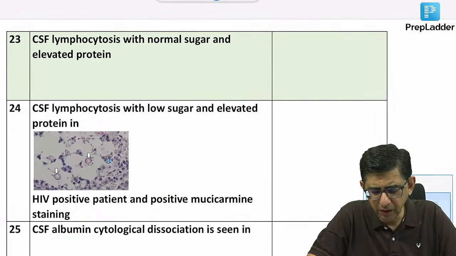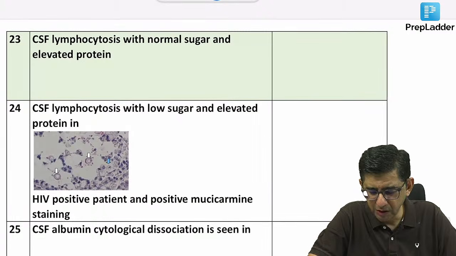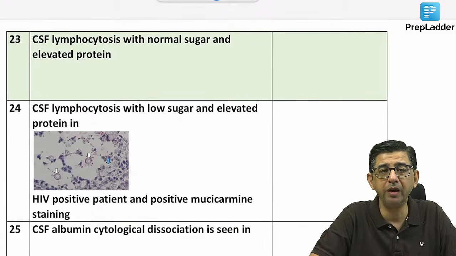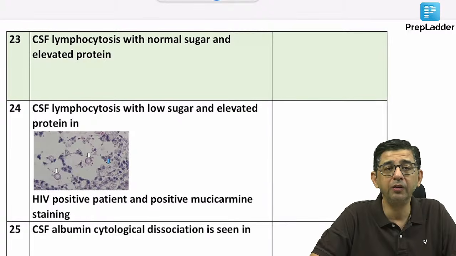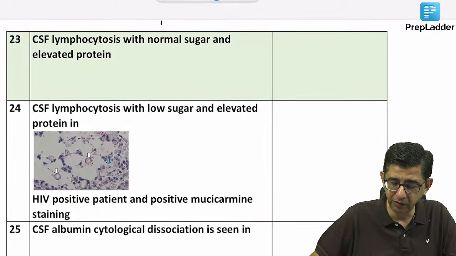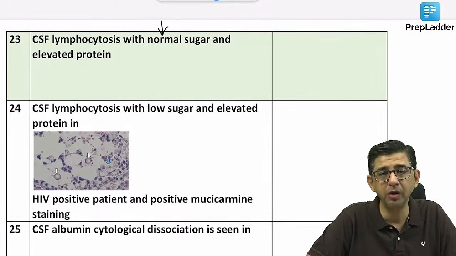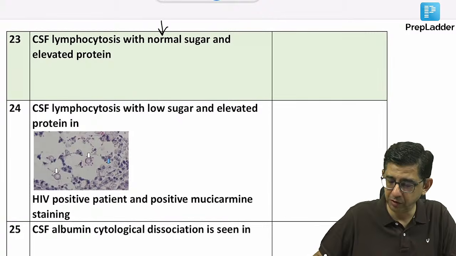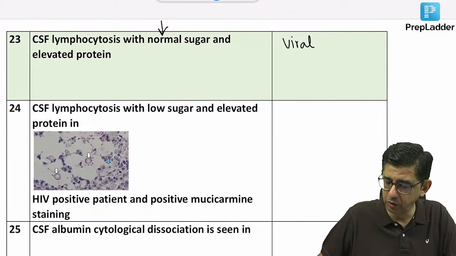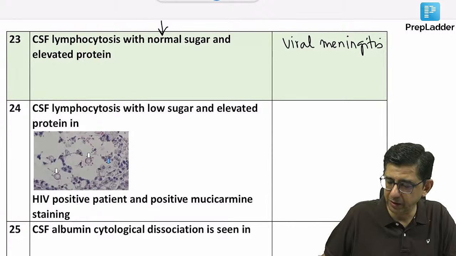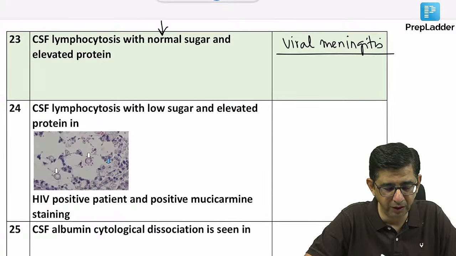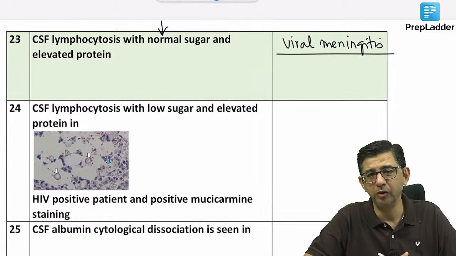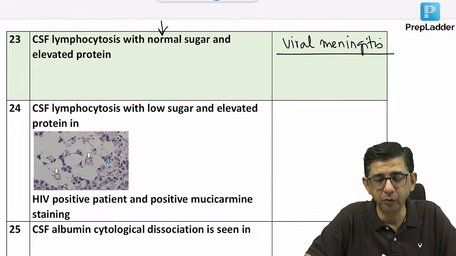Okay, then comes CSF lymphocytosis with normal sugar and elevated protein. Yes, the interpretation, please, and then the subsequent treatment. There is a CSF lymphocytosis, but this is having a normal sugar. Therefore, the interpretation would be viral meningitis. Well, we really don't know which virus is causing it. So it is just supportive treatment that would be given to this patient in the form of mannitol and conservative management. There's no specific antiviral treatment that would be given in this case.